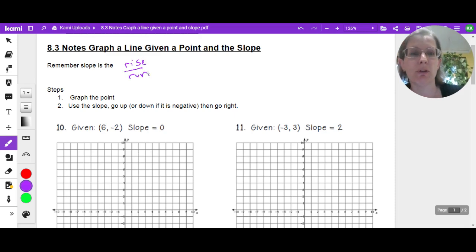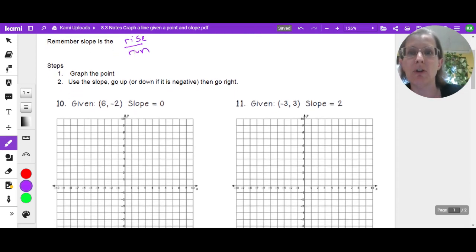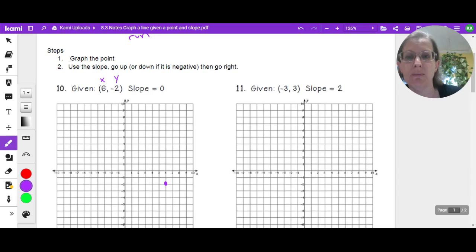What we do is first we graph the point, and then we use the slope. We use that slope that they gave us in our rise over run to figure out where the line goes. Remember that the 6 is the x and the -2 is the y point. So I start at 0, 0. Then I go to the right 6, and then I go down 2. So that right there is the point 6, -2.